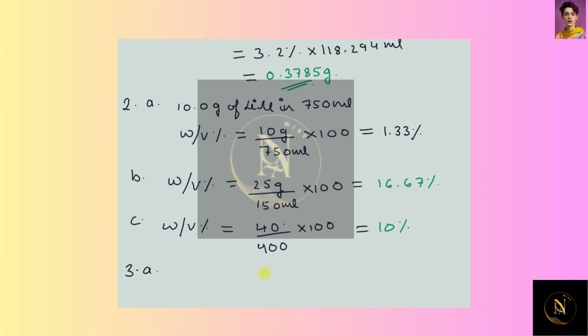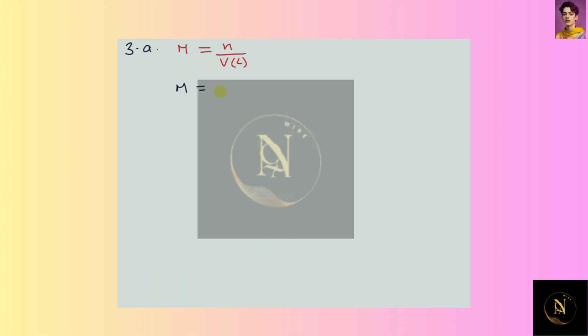Now let's move towards the third question, A part. Here the question is to calculate the concentration of KCl. We'll be using this formula where the molarity, which is denoted by capital M, is equal to the moles of the solution, which is denoted by small n, divided by the volume in liters. Let's put the value over here. Here the molarity is equal to the number of moles, which is 3.5 mole of the KCl, divided by the volume, which is 1.50 liter. By calculating we'll get 2.33 molar.